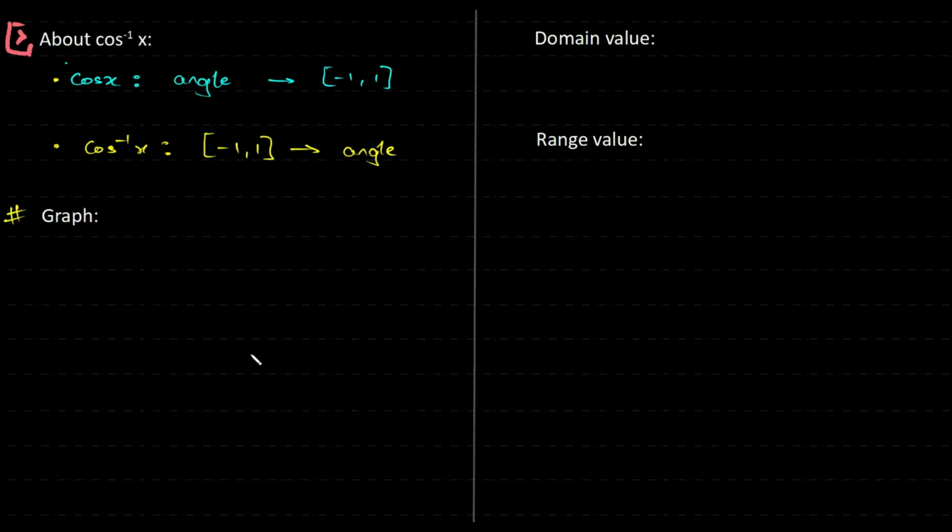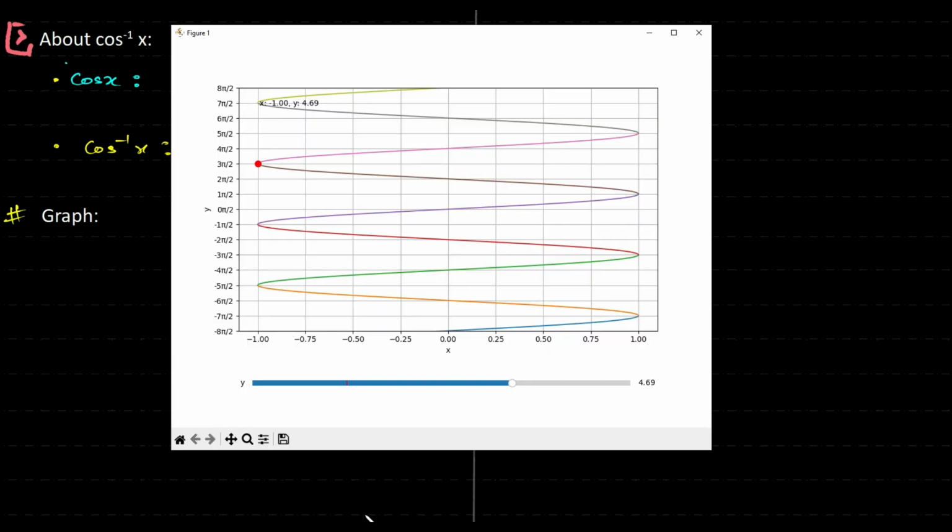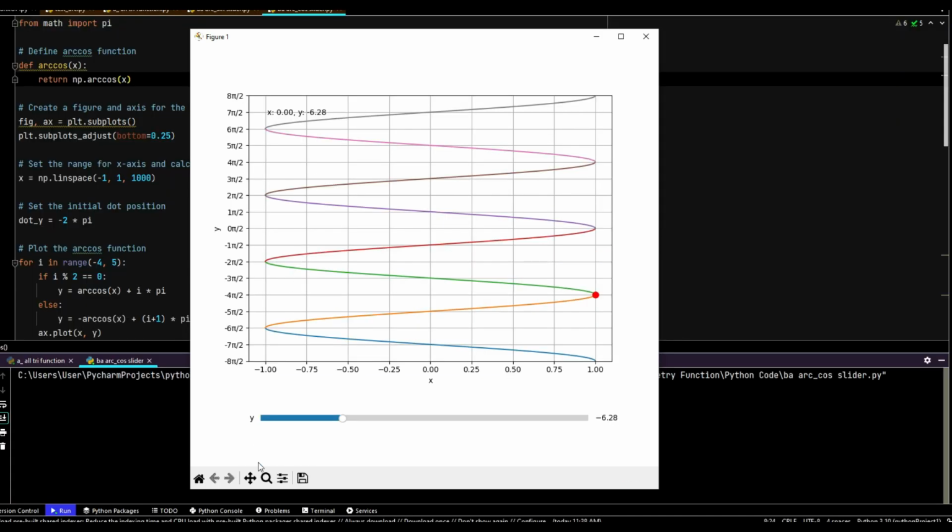Let's see this graphically. Sorry, this is for sine actually. Let me take a second. So this is your cos. So again, we can see the domain is -1 to 1, while your codomain will vary a lot. What exactly is your range? We will see that in terms of branches.